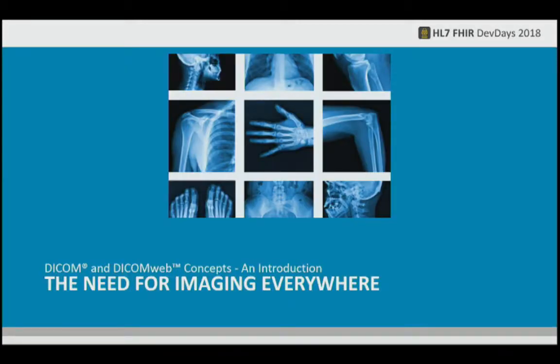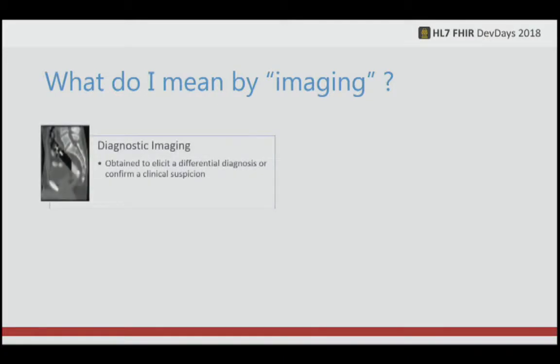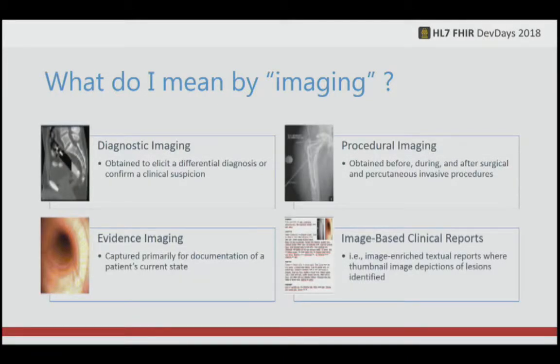So let's talk about the need for imaging everywhere. When I talk about imaging, I'm talking about really four cornerstones. Diagnostic imaging, this is the classic: I get an X-ray, I get an ultrasound, I get a CT. But there are three other types that people don't think about as often. One is procedural imaging, done for surgeries and for the ER department. Typically these are capture and throw away. We also do evidence-based imaging, where we're trying to get the patient's current state. You can think about wound care and follow-ups every 2 or 3 weeks to see how the healing is progressing. And then also image-enabling clinical reports.